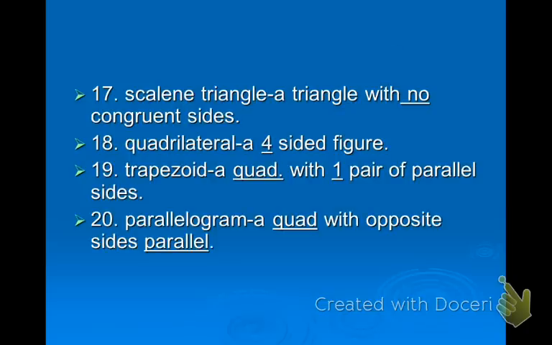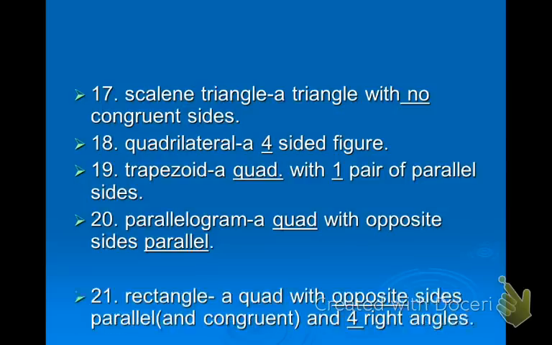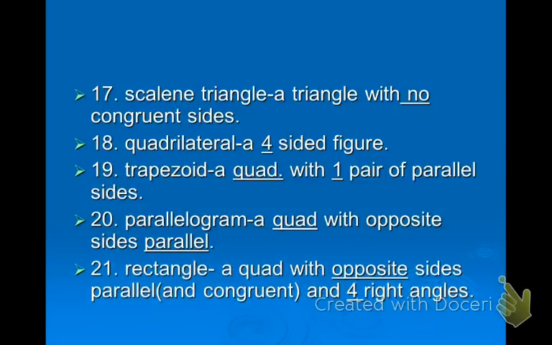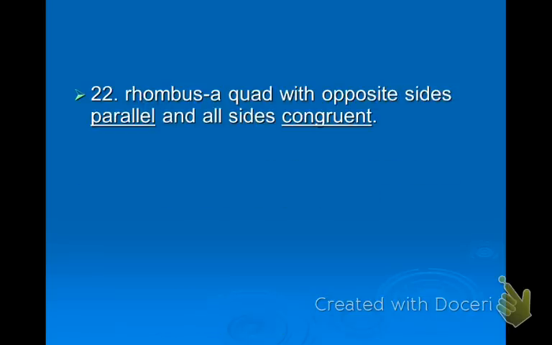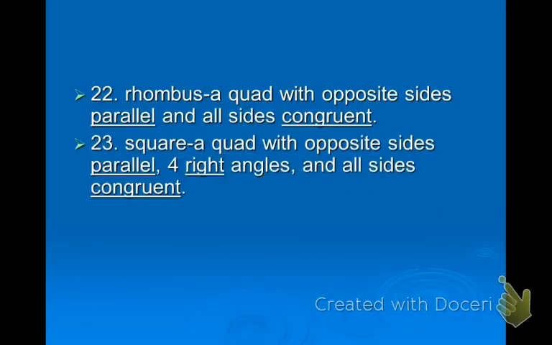Then we have a parallelogram, which is a quadrilateral with opposite sides that are parallel. We have a rectangle, which most of you know is a quadrilateral with opposite sides parallel, and they actually happen to be congruent, and it has 4 right angles. So that's in addition to that. Then we have a rhombus, which is a quadrilateral with opposite sides parallel, and all sides are congruent. And then the most special quadrilateral is a square. It's a quadrilateral with opposite sides parallel, 4 right angles, and all sides congruent.